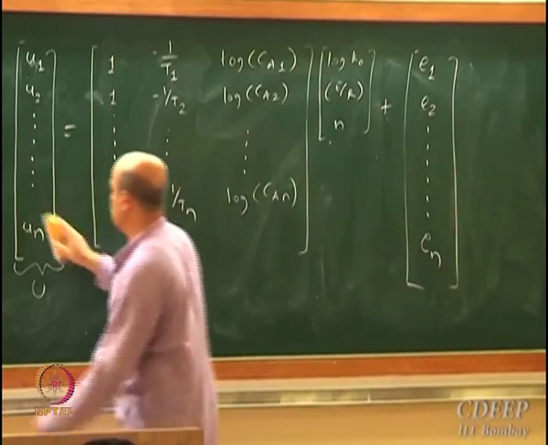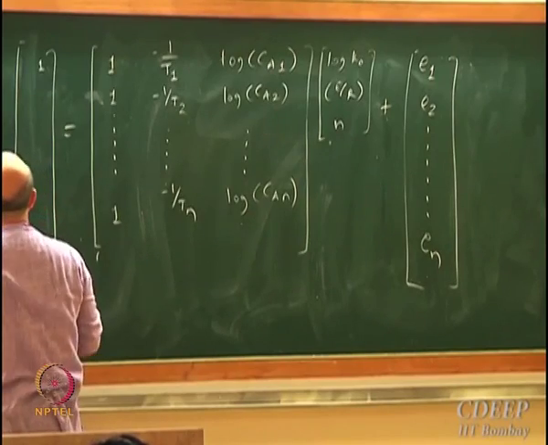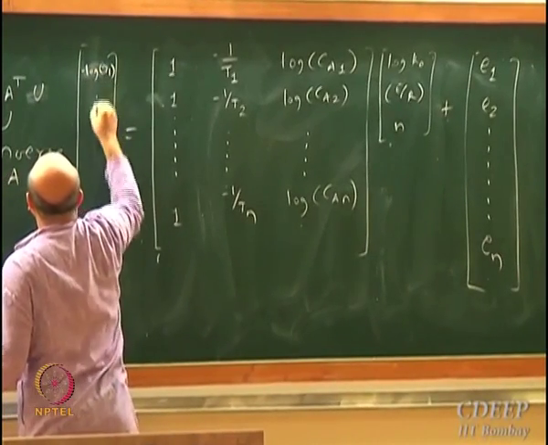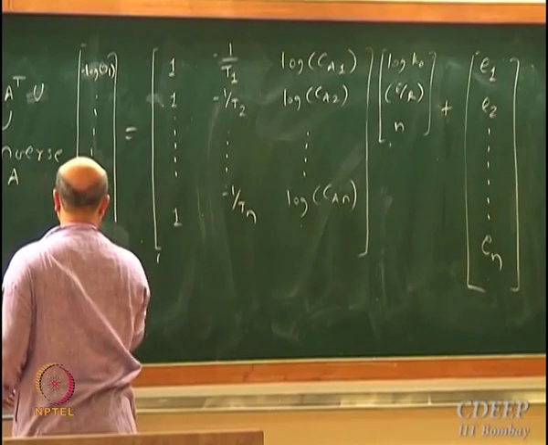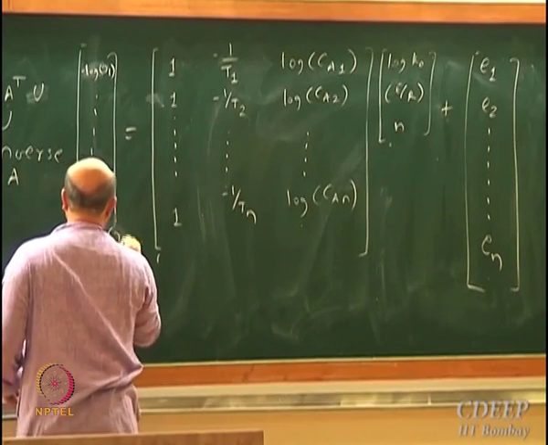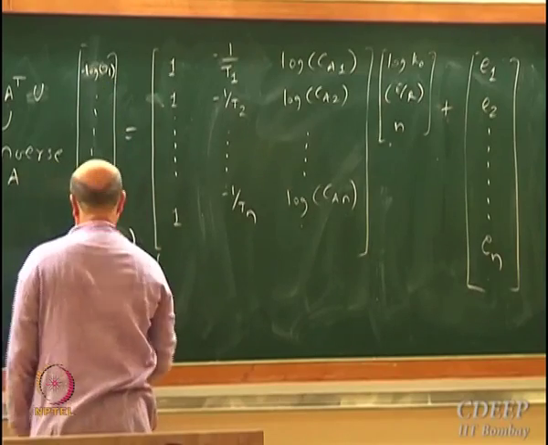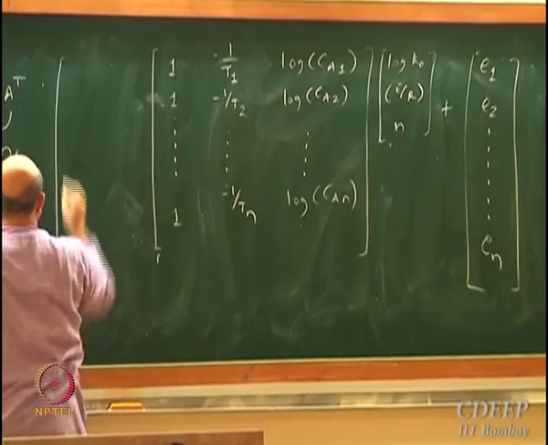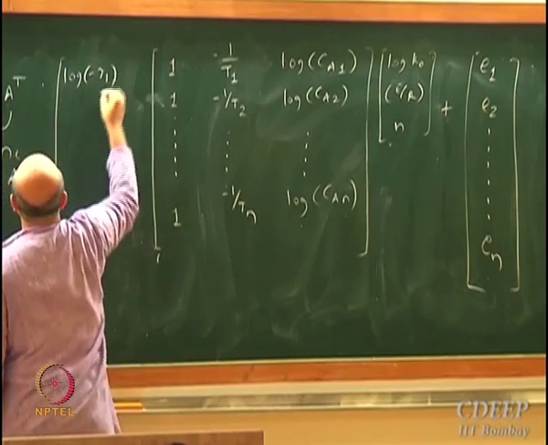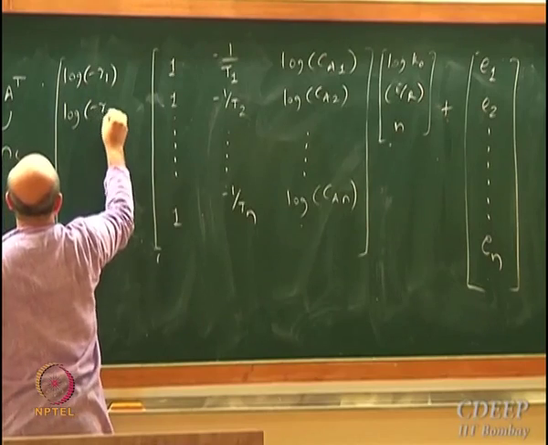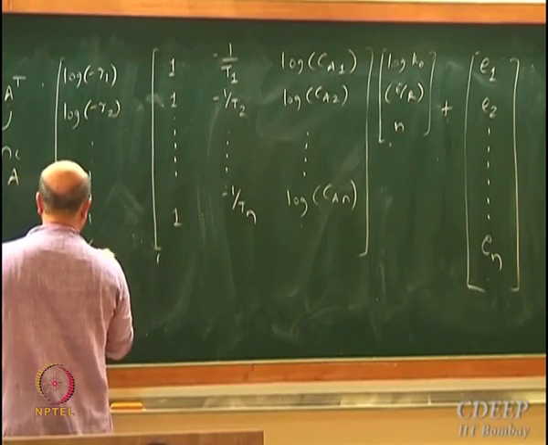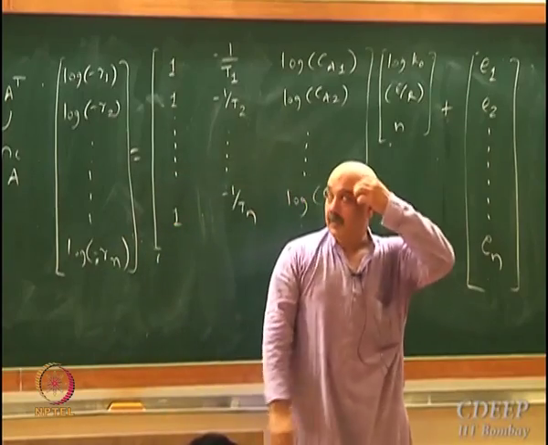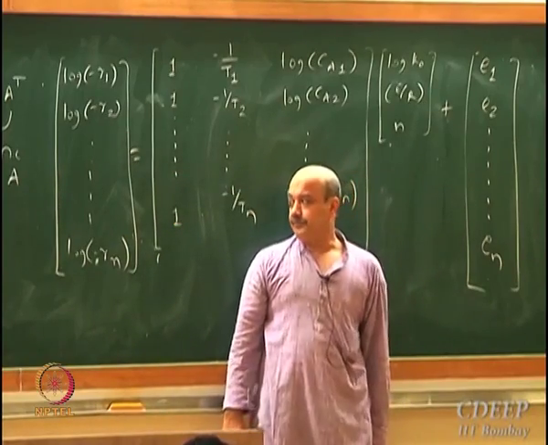And what should be here? Log of minus R1, log of minus R2, up to log of minus Rn. You know all these reaction rates. Just remember minus is a notation, so we are not taking log of a negative number.